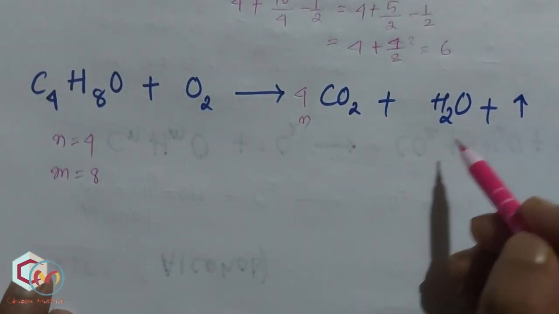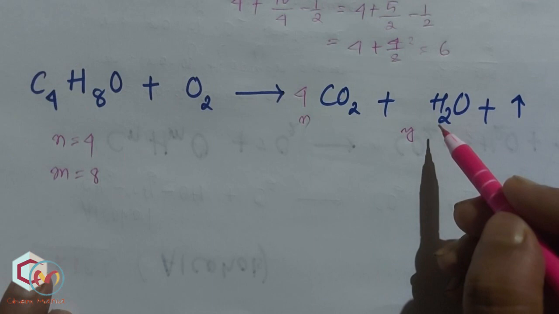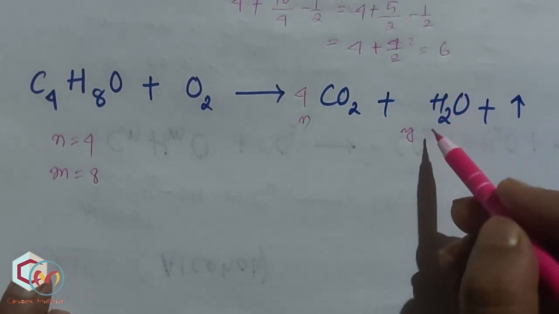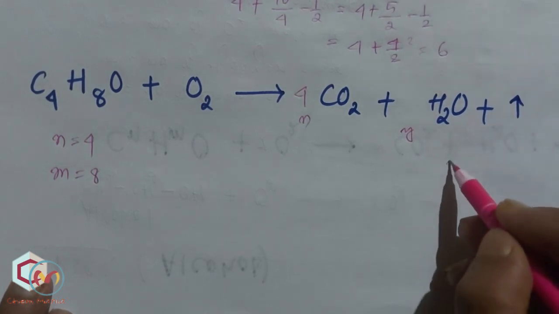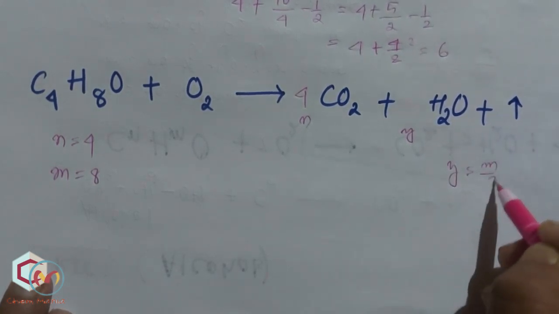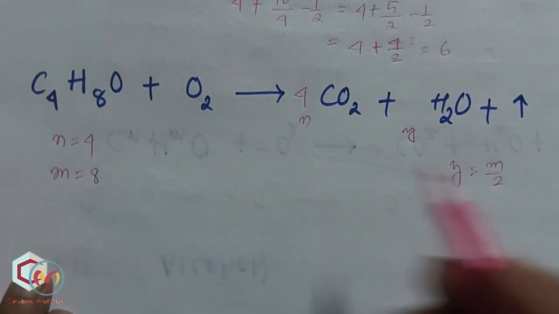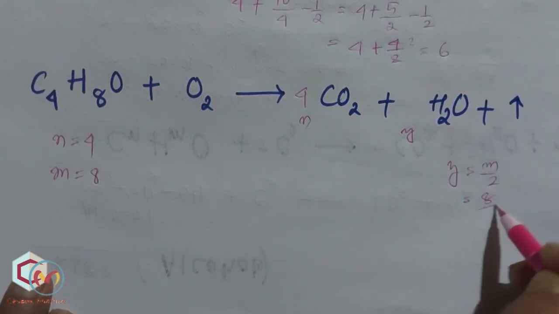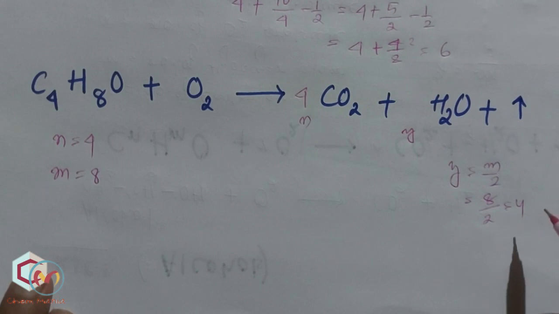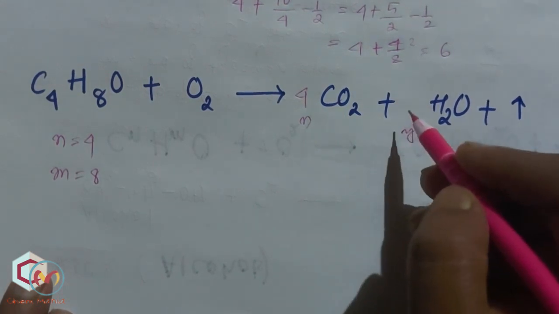For y, that is for water, that is equal to y. So y is equal to m by 2. Here m is 8, that is 8 by 2, that is equal to 4. So we will multiply 4 here.